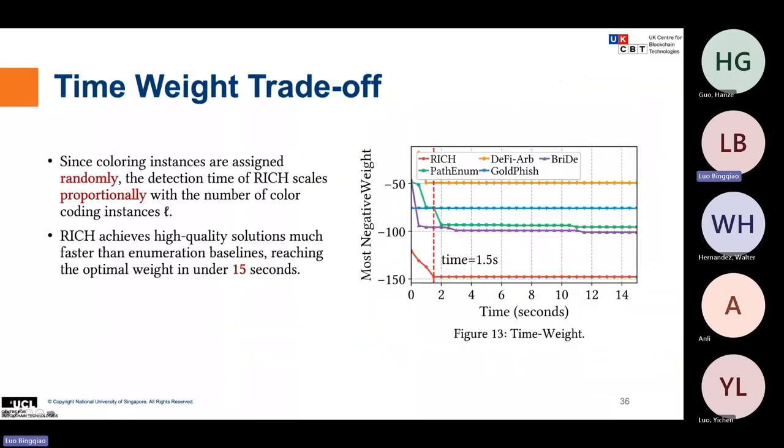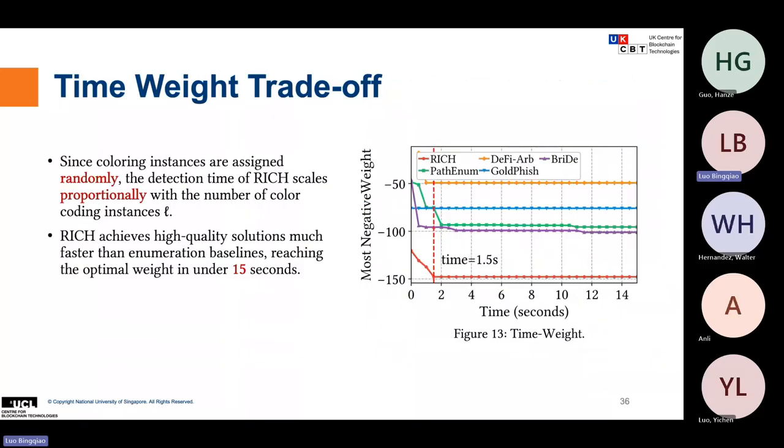Finally, we also examine the trade-off between the runtime and the solution quality. For REACH, the coloring instances are assigned randomly and the detection time will be proportional to the number of coloring instances L, while for other algorithms, when they cannot complete within the time constraint we set, we just report the most negative cycle that can be found within that time constraint.